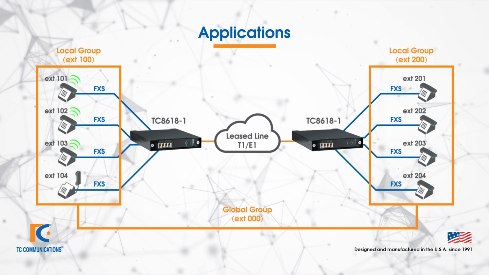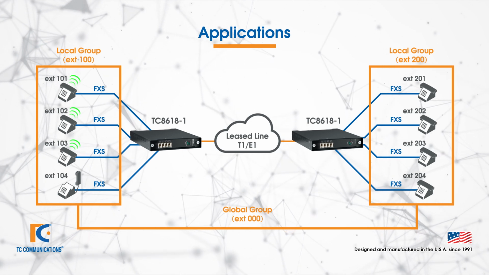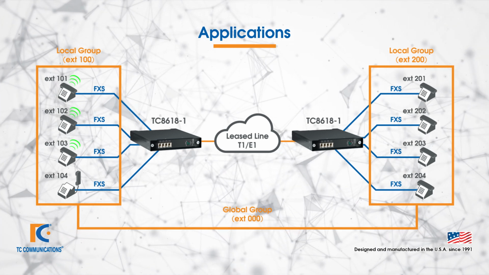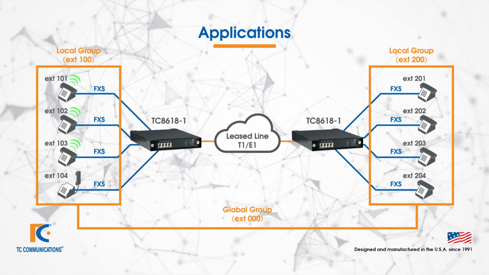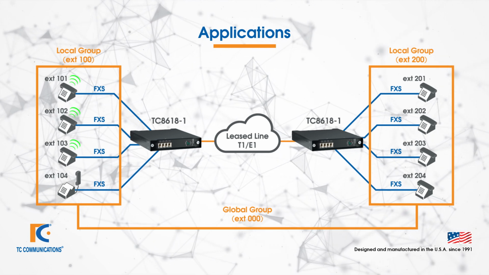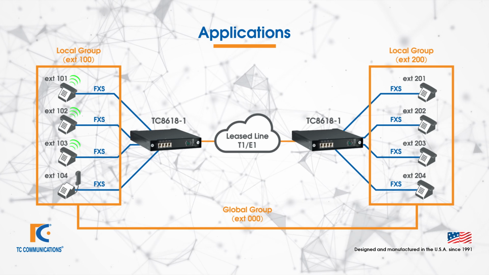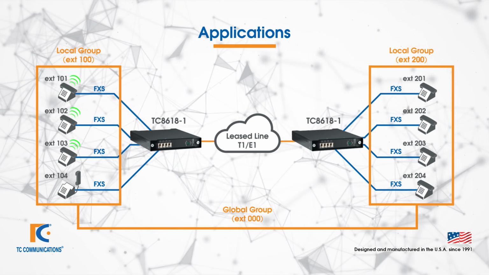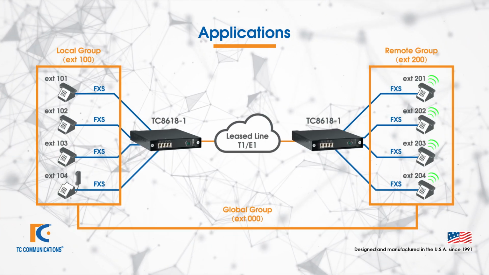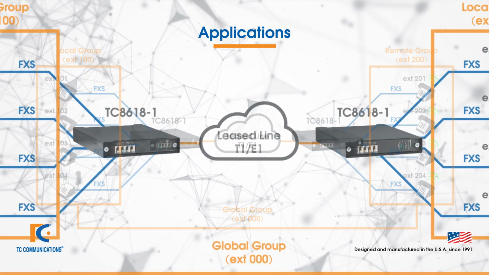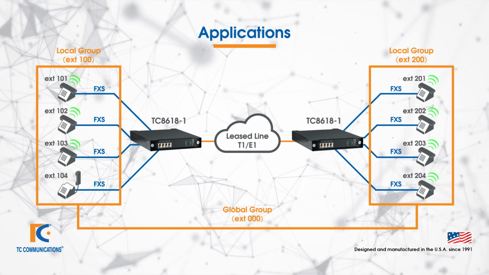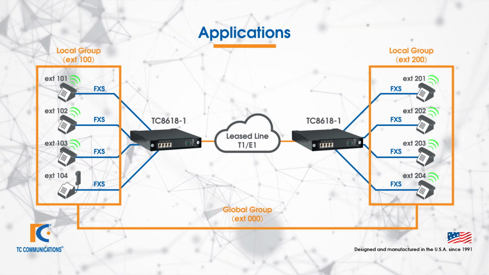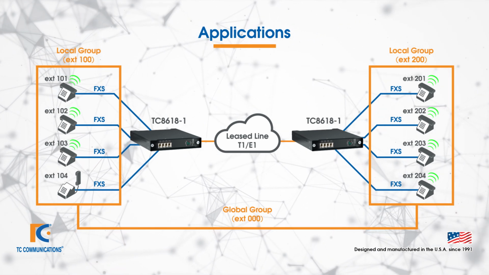You can also page all the phones in a local group, as shown here. For example, you can call extension 100, and it will call all the phones in that local group until one is picked up. You can also dial the extension of a remote group, and it will work the same way. In addition, there is also a global group with a dedicated extension number 000, which will call all of the other phones.